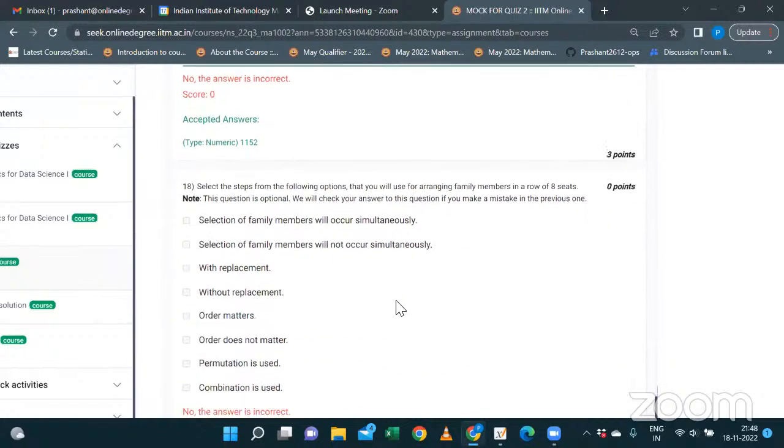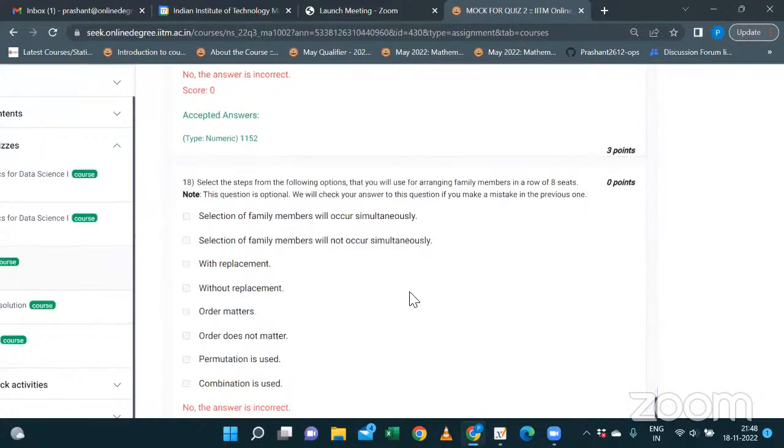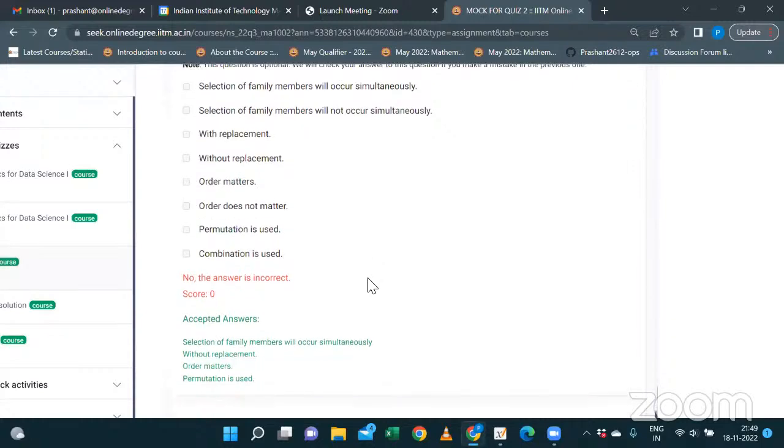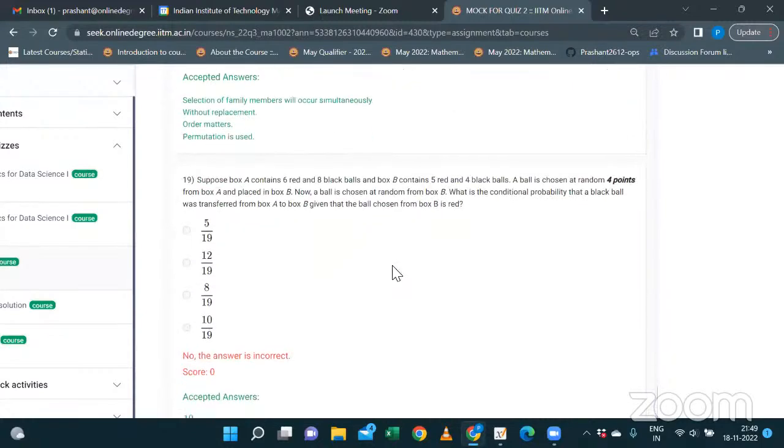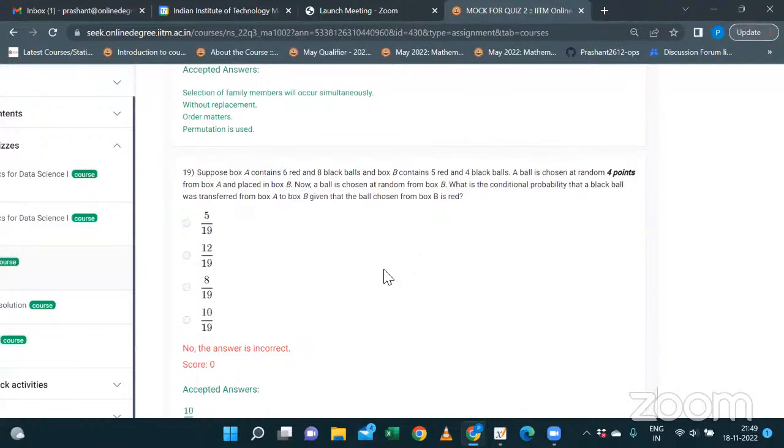What about EMQ? Simultaneous events without replacement, so permutation has been used. Correct. Does order matter or not? Order matters, sir. Correct. Sir, please explain this question. What about the 19th? Sir, I have a doubt in 9.